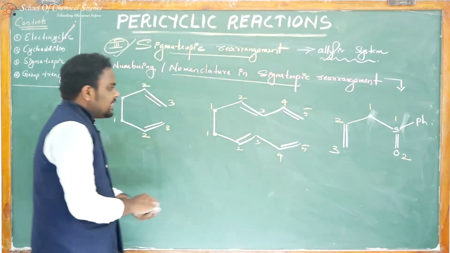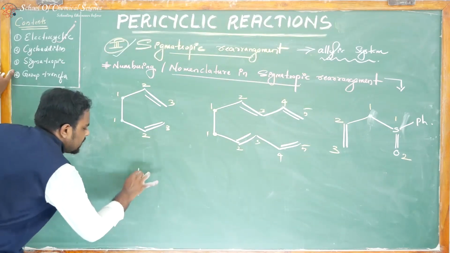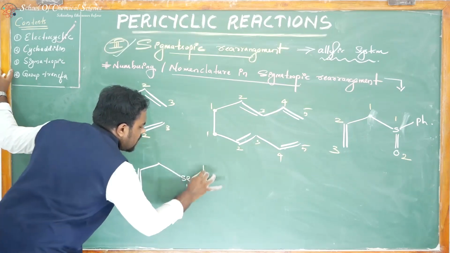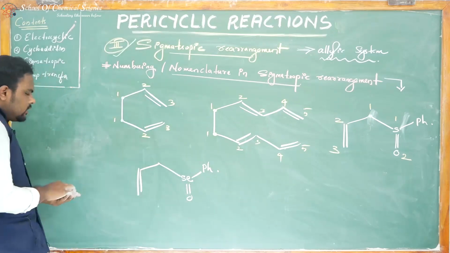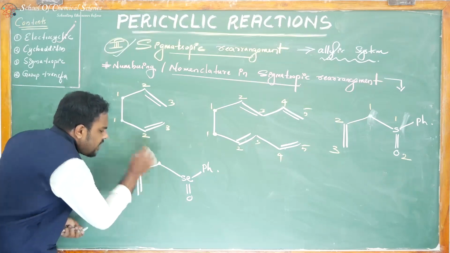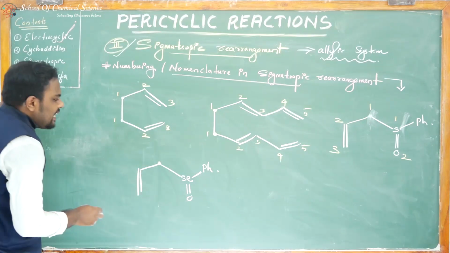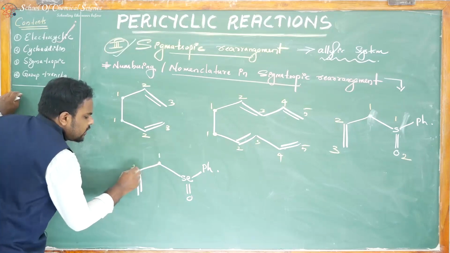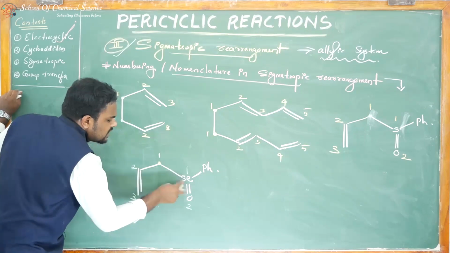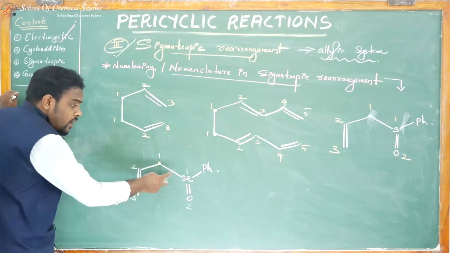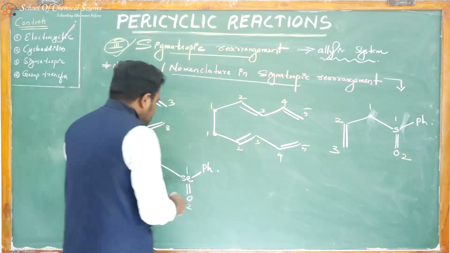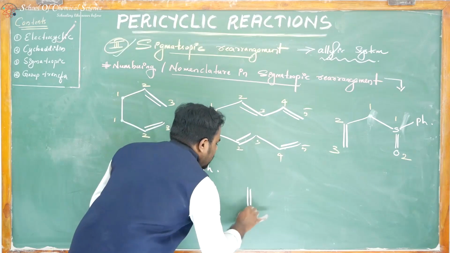Then a selenium oxide. Se double bond O pH. This is a typical system which shows sigmatropic rearrangement due to the presence of an allylic carbon. So that allylic carbon is given the number 1, then 2, then 3. Then on the opposite side again 1, 2. So this is called the 1-1 bond. This 1-1 bond is very, very important. Then a nitrogen oxide.